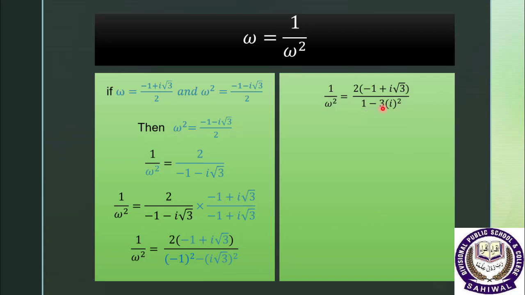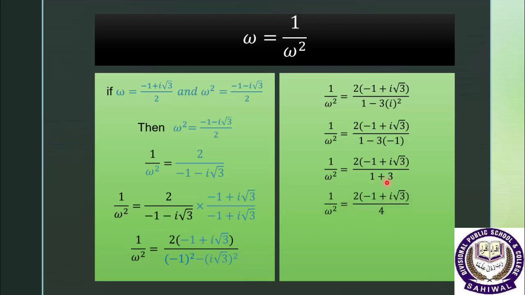Simplifying it, we get 2 times (minus 1 plus iota root 3) over (1 minus 3 times iota square). Putting the value of iota square, we get 3 times minus 1. On solving this expression, we get 2 times (minus 1 plus iota root 3) over (1 plus 3), which is equal to 2 times (minus 1 plus iota root 3) over 4.